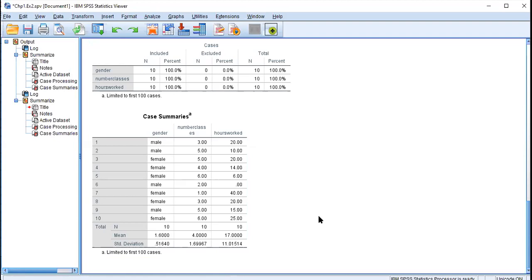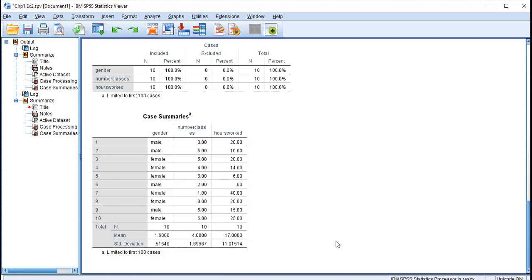So that's there. And if you look at the mean part here, the mean for number of classes the students have taken up is 4, exactly 4, and the hours worked is 17 hours on average. And if you look at the standard deviation for number of classes, it is 1.69 out of 4, so it's considerably high. And if you look at the hours worked, standard deviation is again very high, 11.01.